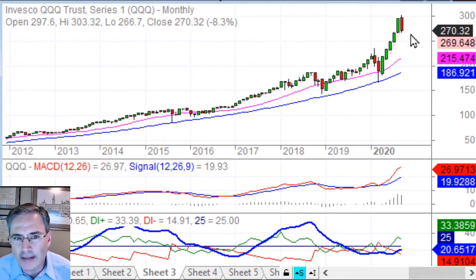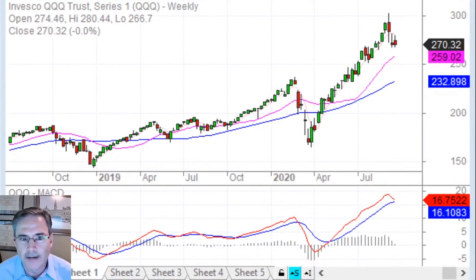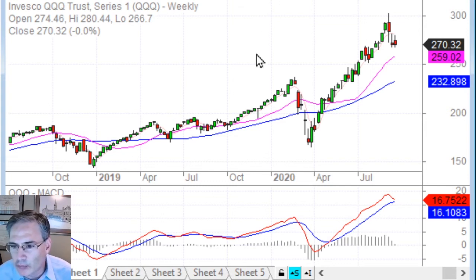If we can start to correct here and work our way down in this QQQ, actually I'd love to see this come down closer to the 18-month, maybe even down to 250 or something like that. If we look at the weekly chart, 259 is the 18-week, but I'd love to see it come down to 240, 250, something like that. Shake some people out. Get this to come down closer to this old breakout area, this prior breakout zone, and I think that would really improve the sentiment numbers dramatically, and certainly work off the overbought condition.